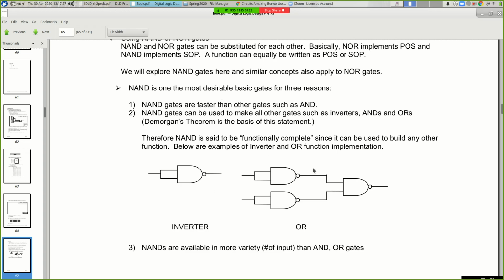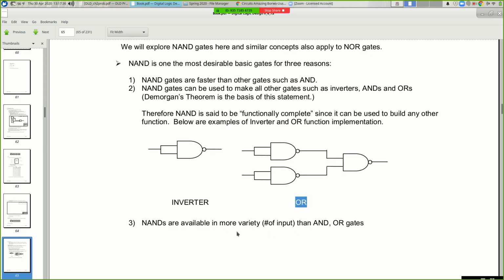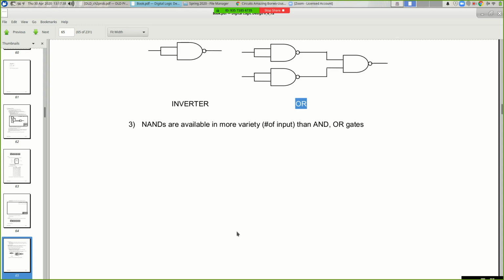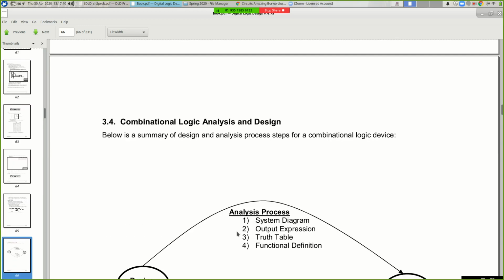This section is just talking about the fact that you can build anything you want from NAND gates, and this is what we did the first week, right? From a NAND gate, here's an inverter. From a NAND gate, here's an OR, and so on and so forth. So the computational completeness of NANDs and NORs.